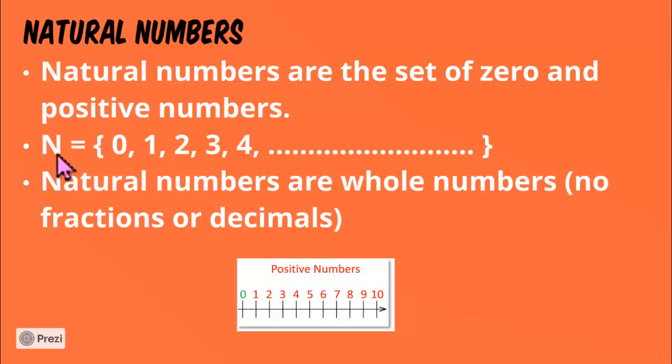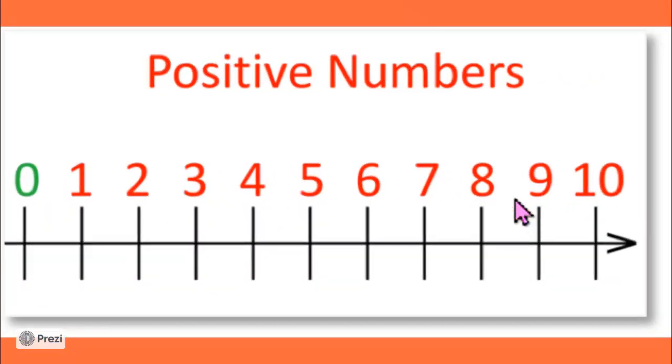But keep in mind that natural numbers must be whole numbers, no fractions or decimals. Let's have a look here at this number line. Here is the number line representing natural numbers. As you can see here, all those red numbers are positive numbers and 0. So, this is the number line representing natural numbers.